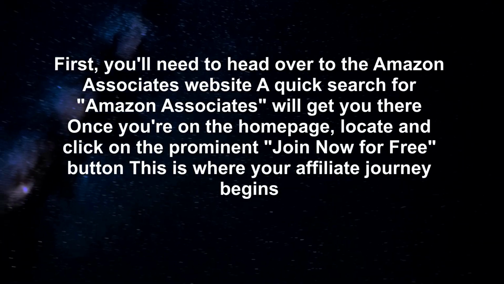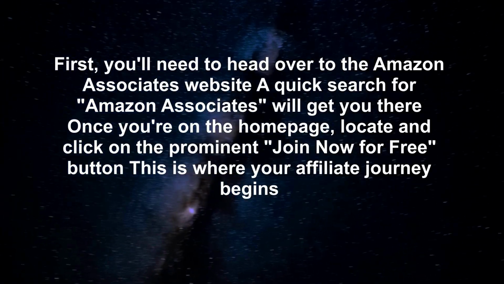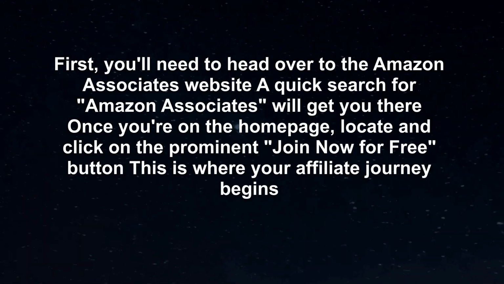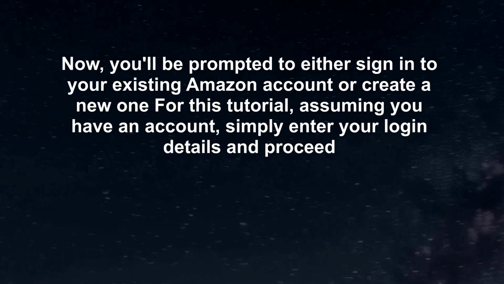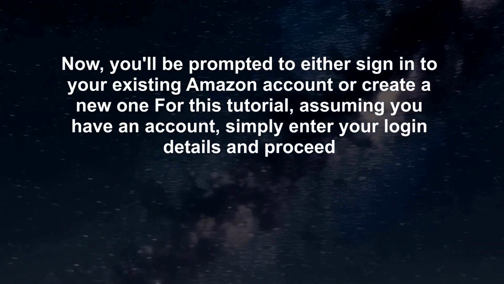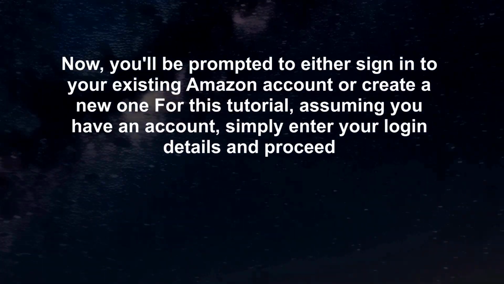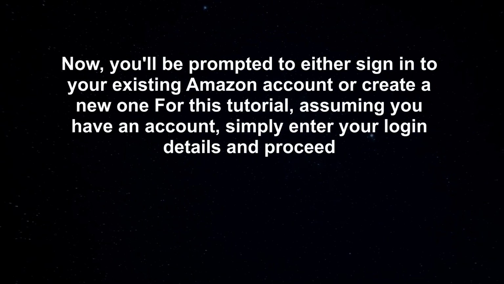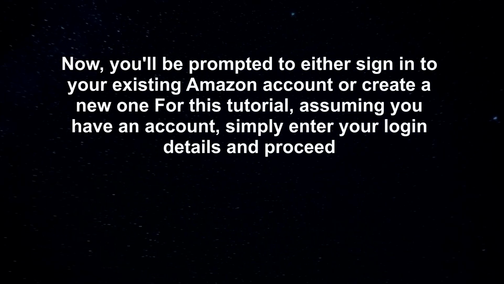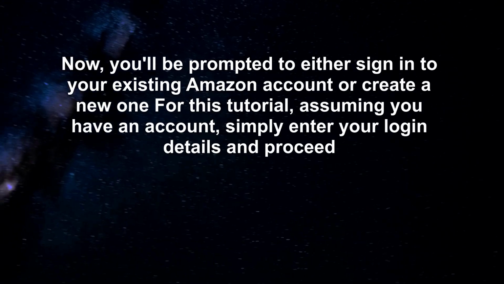Once you're on the homepage, locate and click on the prominent Join Now for Free button. This is where your affiliate journey begins. Now, you'll be prompted to either sign into your existing Amazon account or create a new one. For this tutorial, assuming you have an account, simply enter your login details and proceed.